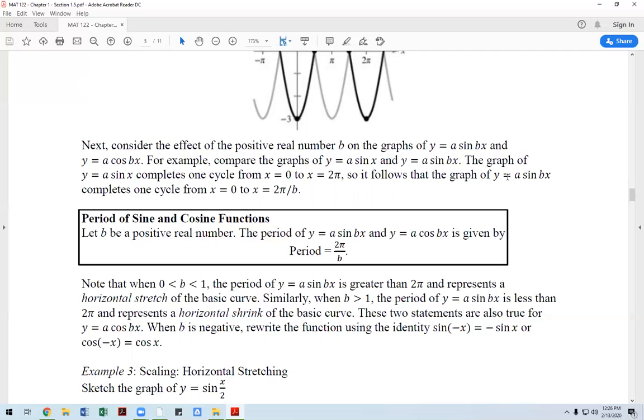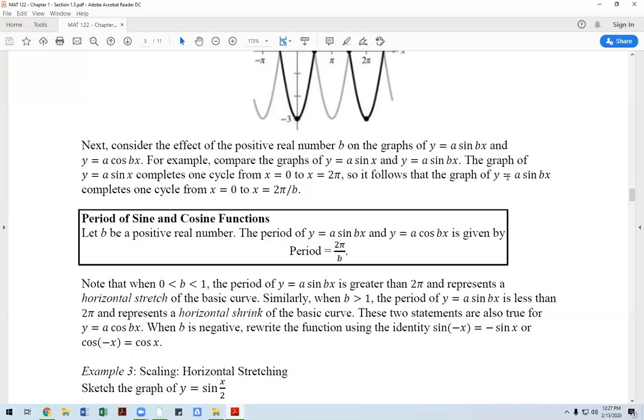And again, like I was saying, they're talking about when the value of b is between 0 and 1, the period of your function will end up being greater than 2 pi, and that will represent a horizontal stretch. If your value of b is greater than 1, then of course the period will be less than 2 pi, and that also means you're going to end up in a horizontal shrink for your graph.